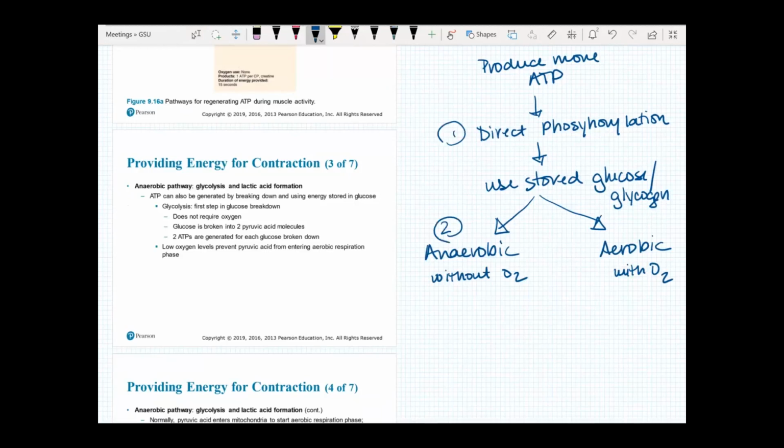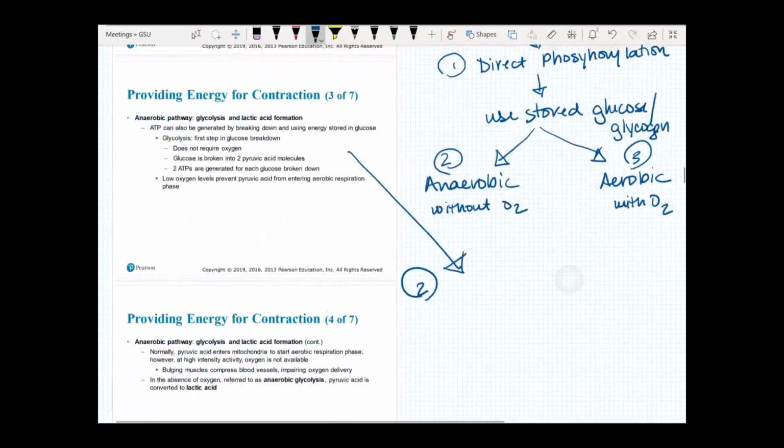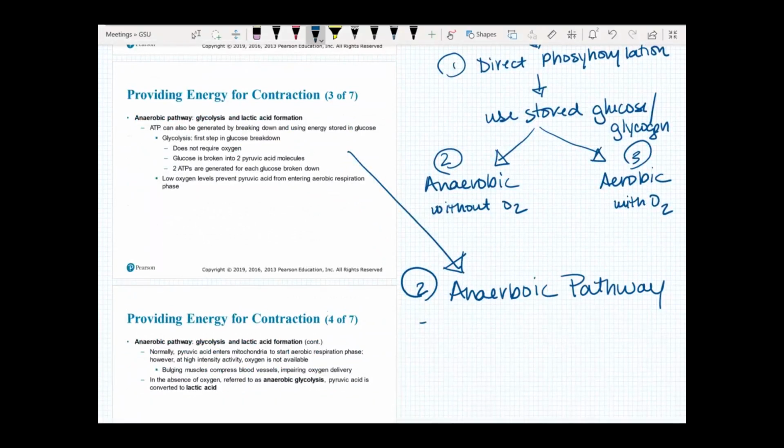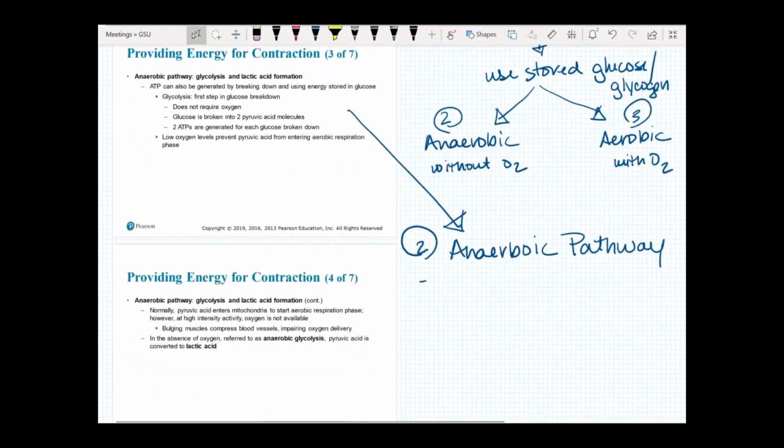So we've already done this one. Now we've got anaerobic and aerobic to do. So looking at part 2, or second process, this is our anaerobic pathway. So we are producing ATP, and this is going to be from glycolysis because we're using glucose, but it is going to be without oxygen.